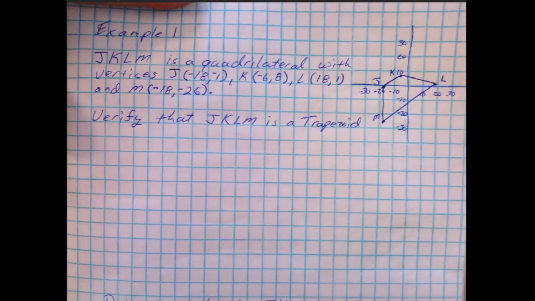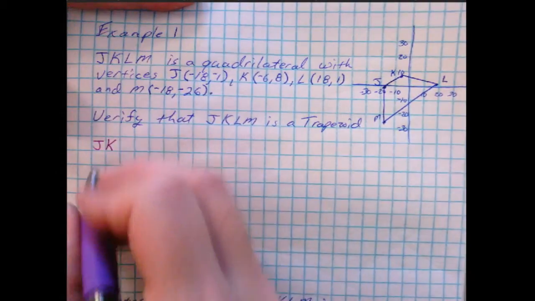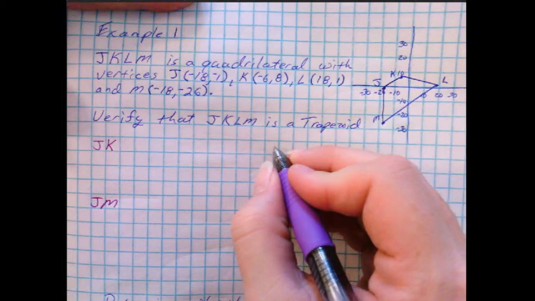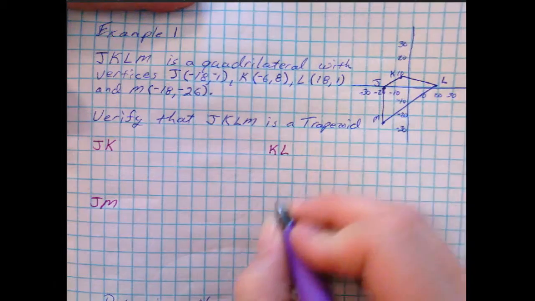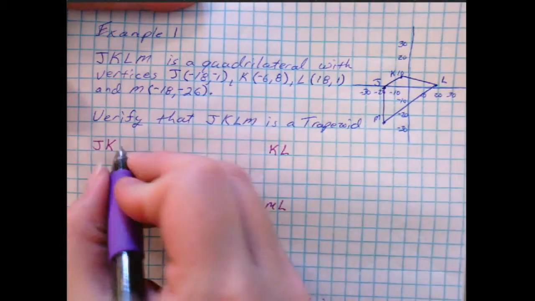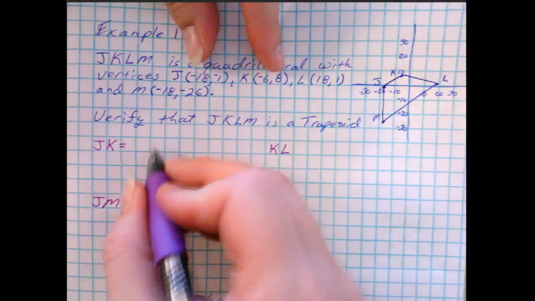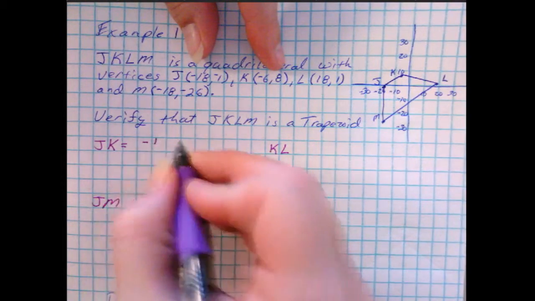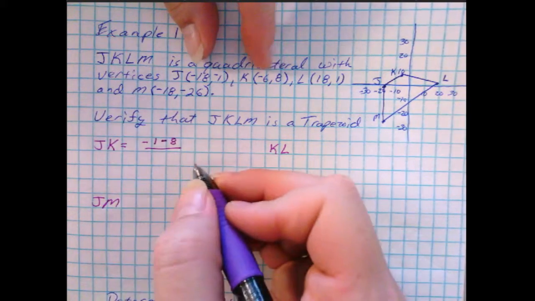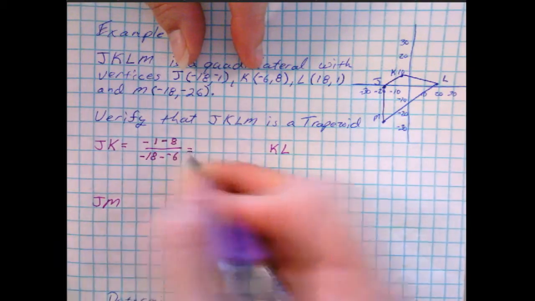Just like we did before, we're going to be dealing with our slope. So we're going to find the slope of JK, the slope of JM, the slope of KL, and the slope of ML. Okay? Alright, so if you remember slope, we're doing y's on top. So for J and K, we're looking at our two coordinates. So we have -1 minus 8, and our x's, -18 minus -6.